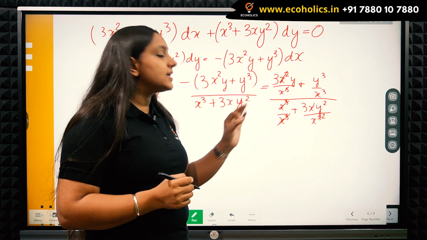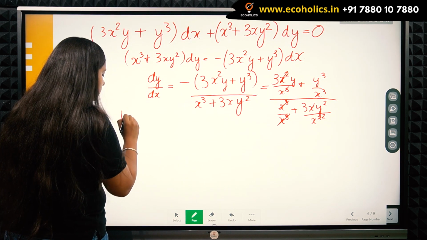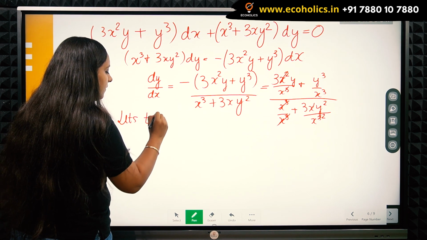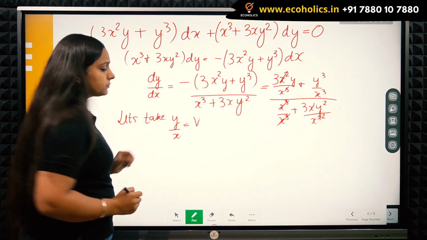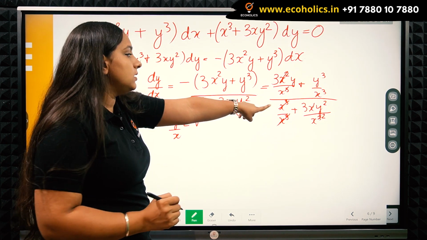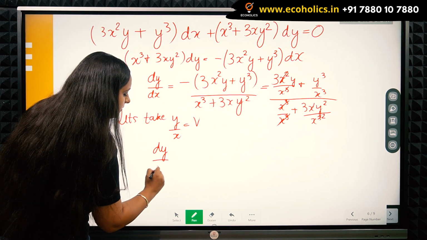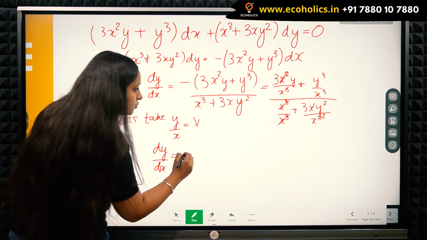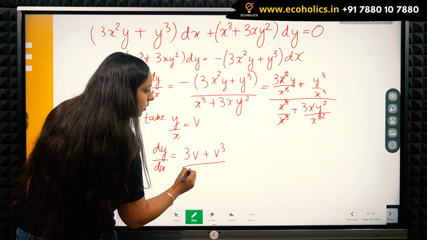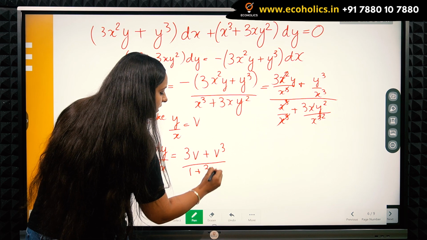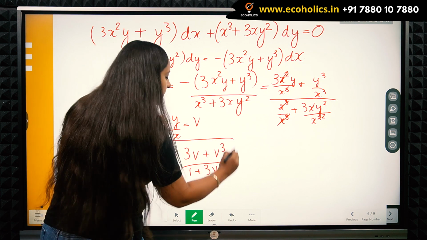Now I assume y by x to be another variable, which is v. So let's take y by x equals v. If it is equal to v, this whole fraction would become dy by dx equals (3v plus v cube) upon (1 plus 3v square). It would become like this. Clear? So I have a value for dy by dx.